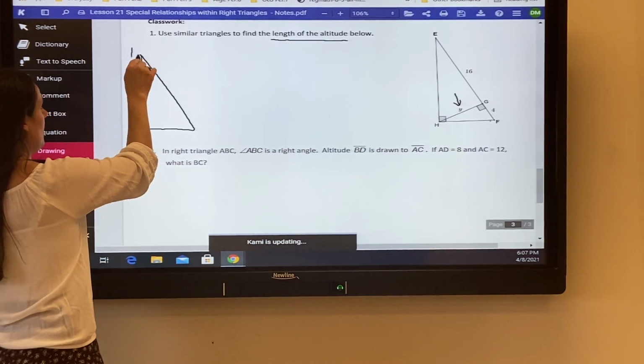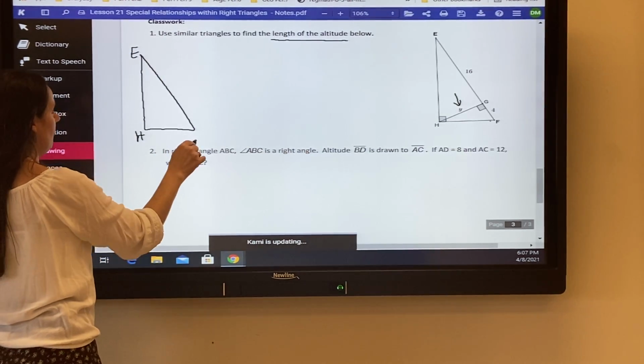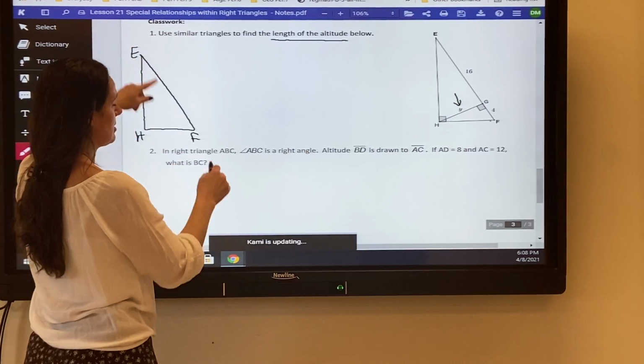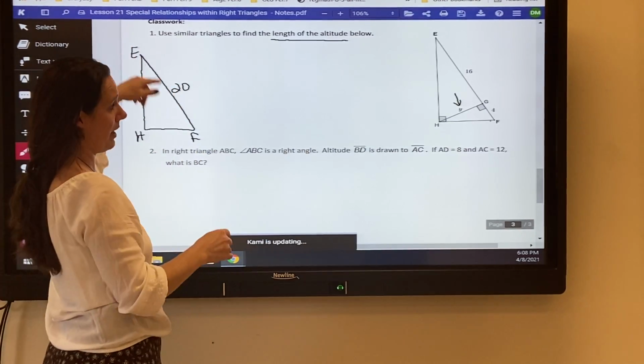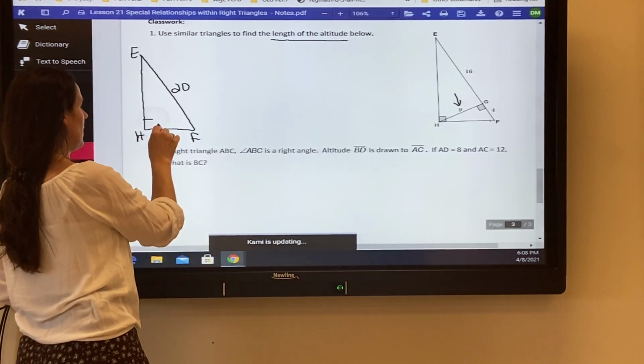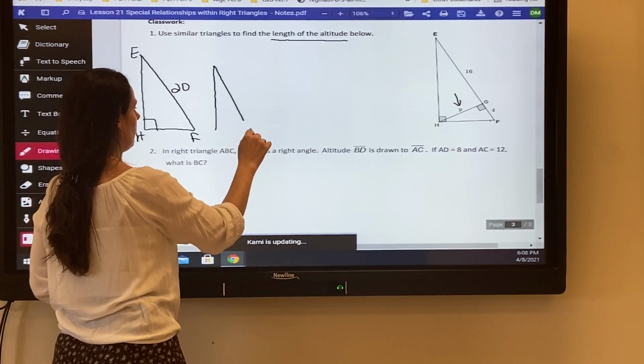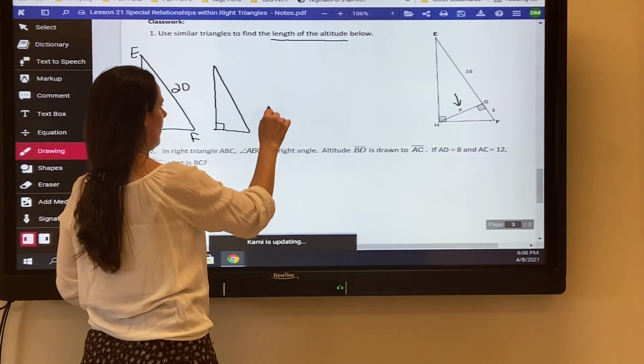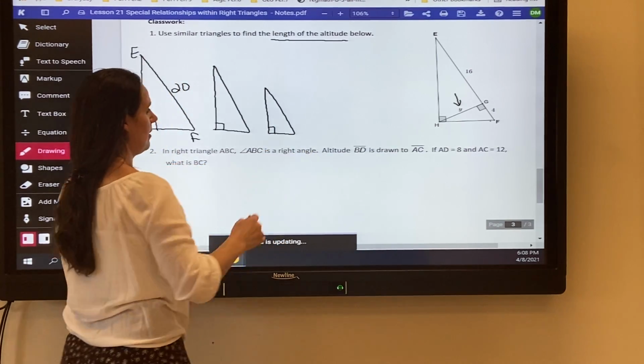So here's the EHF. And what I know in this triangle is this entire hypotenuse length is a 20, because I would add the 16 and the 4 together. All right, let's put that right angle there. Now, let's keep redrawing these so that the right angle's in the bottom left corner and so that the short leg is on the bottom.